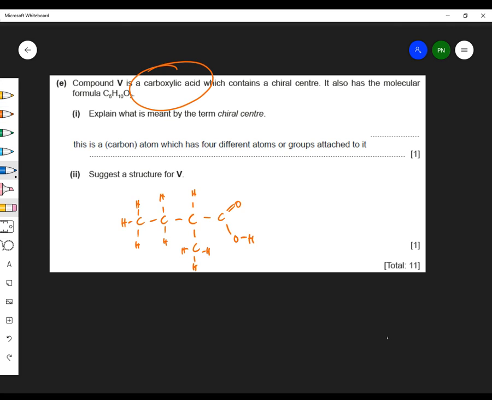Where are the 4 different groups? We're looking at this one. One group is a hydrogen, there's a methyl, there's an ethyl, and a carboxylic bit.